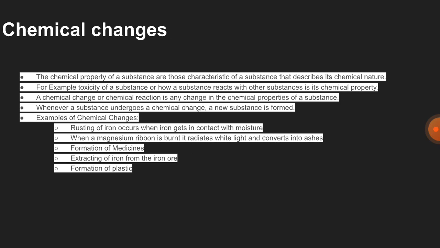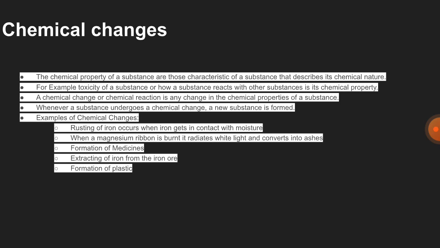How a substance reacts with other substances is a chemical property. Two substances react together and form a new substance. For example, sodium plus chlorine gives sodium chloride, salt. Water is made up of hydrogen and oxygen. When hydrogen and oxygen combine, what is forming? A water molecule. This is also an example of chemical change.